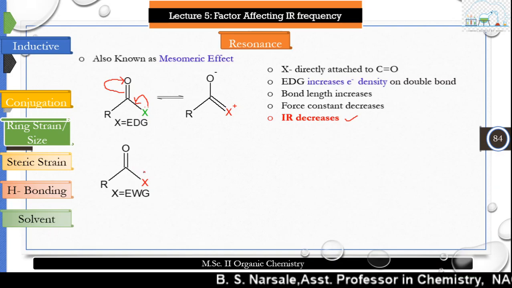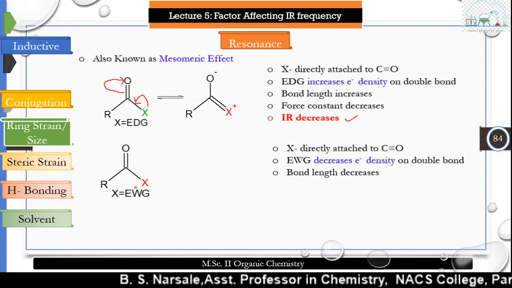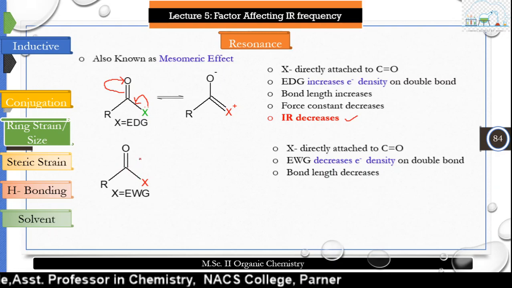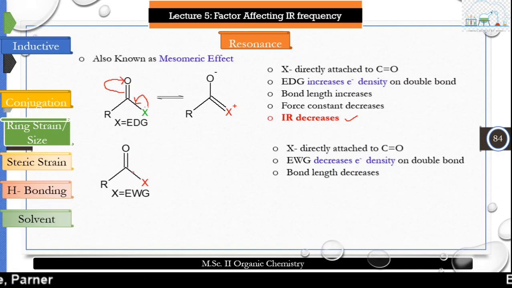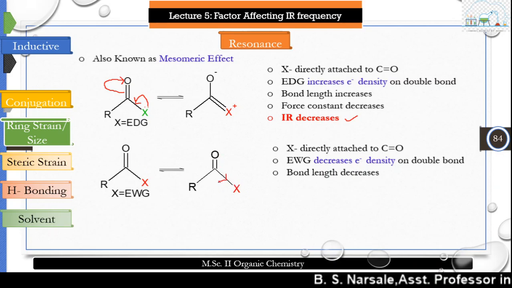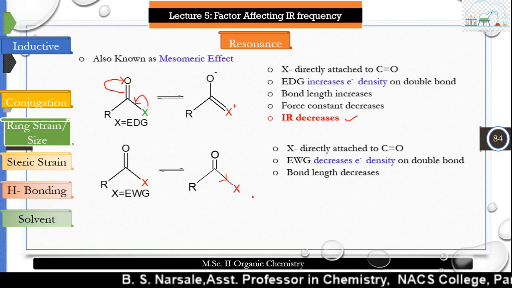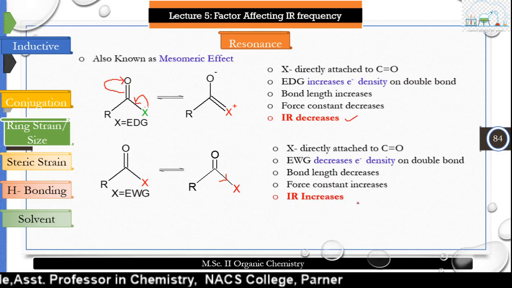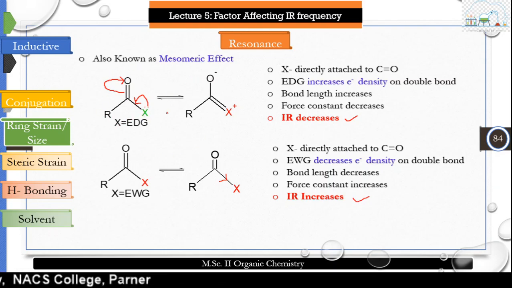An electron withdrawing group is always going to pull electron density towards itself. As it attaches to the double bond atom, it decreases electron density on it. And what happens? The bond length decreases, and as the bond length decreases due to the electron withdrawing effect of this electronegative atom or group, the IR frequency increases due to the force constant increasing. This is about the mesomeric effect.